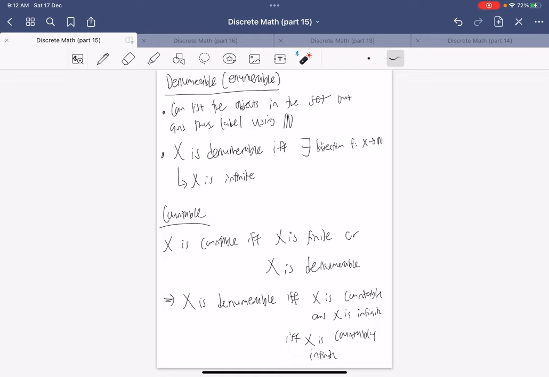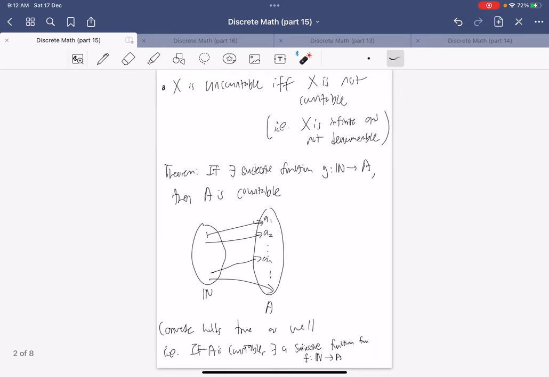The idea is that you want to list out a set. By listing, you are actually labeling it, and by labeling, you are actually just using the natural numbers. So the idea is just to have a bijection with the natural numbers. Now, you are uncountable if you are just not countable, meaning you are not finite, meaning you are infinite, and you are not denumerable, meaning you do not have a bijection with the natural numbers.